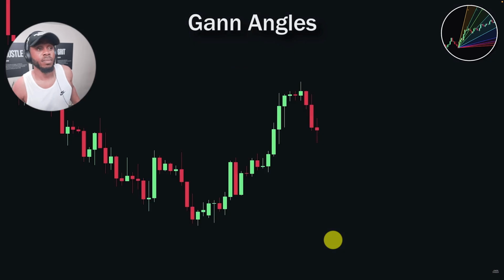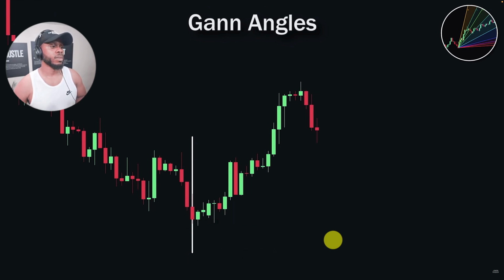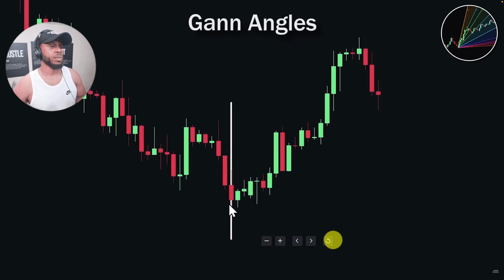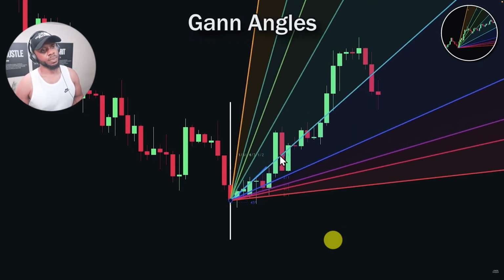Next, identify a market range and mark the swing low and the swing highs of that range. Then, draw a straight vertical line at the start of the range. After that, select the trend angle tool and measure 45 degrees. Then, use the Gann fan tool and place it at the 45-degree angle.